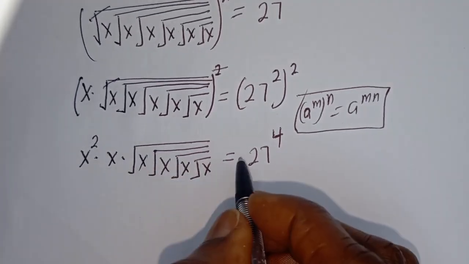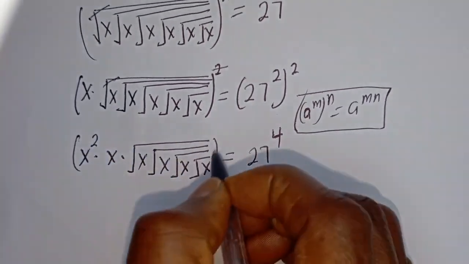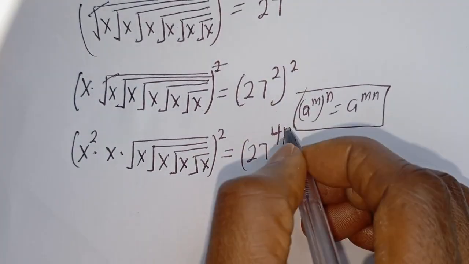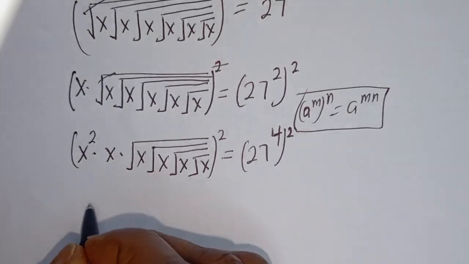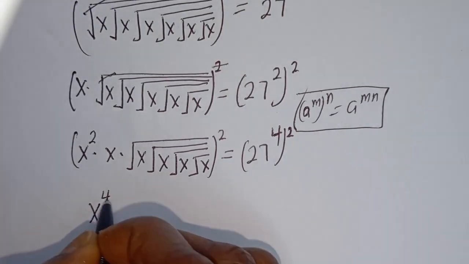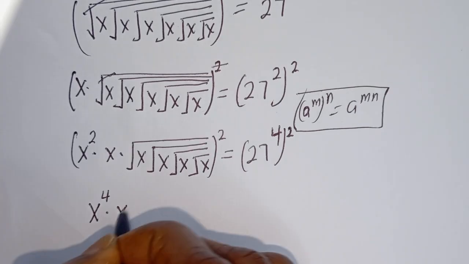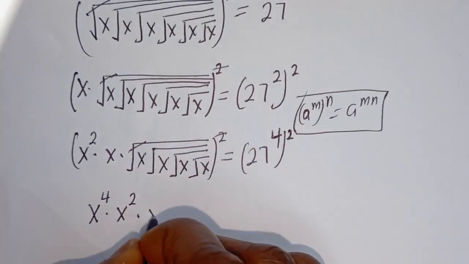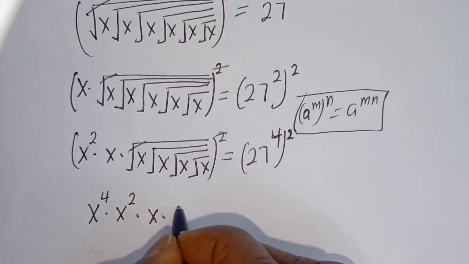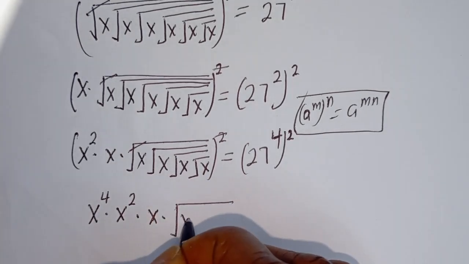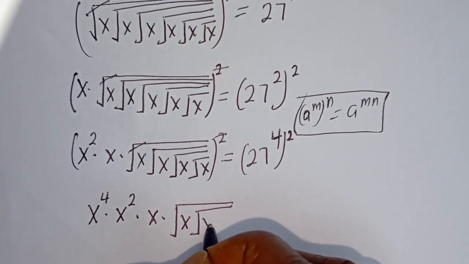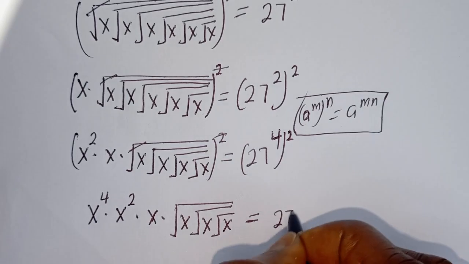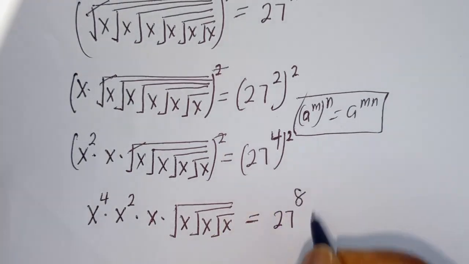So let's square both sides of this equation again. We can square this again and then square this. Then we have s to the power of 4 multiplied by s squared multiplied by, this will cancel this, s multiplied by square root of s, square root of s, square root of s is equal to 27 to the power of 4 times 2, that is 8.